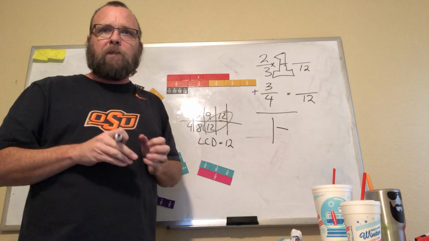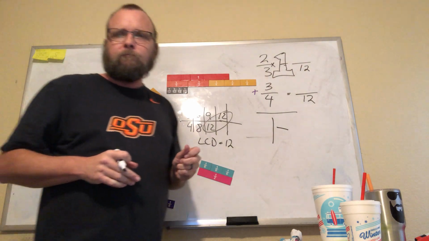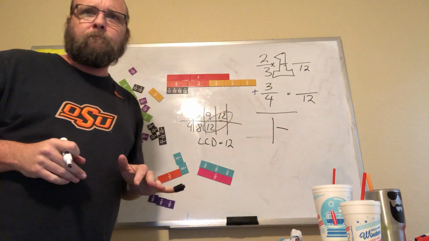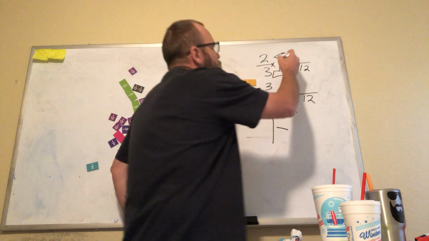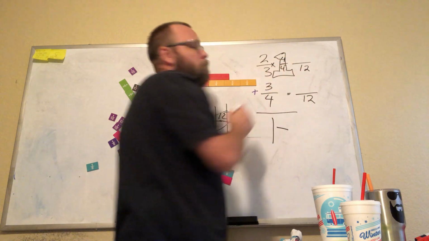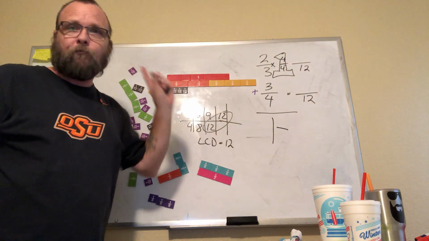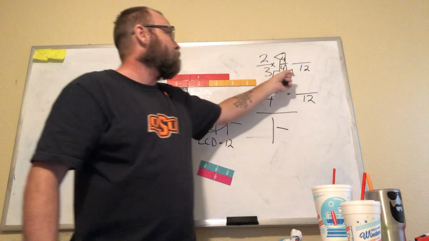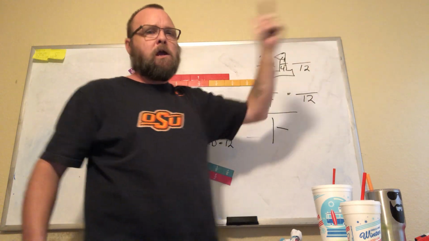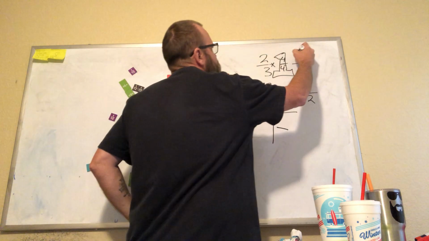Allie, what am I going to multiply by? You're going to multiply by 4. 4, awesome. So 4 over 4. 4 over 4 equals 1. Any fraction with the same numerator as the denominator equals 1. So 3 times 4 is 12. 2 times 4 is 8. Just like we said.